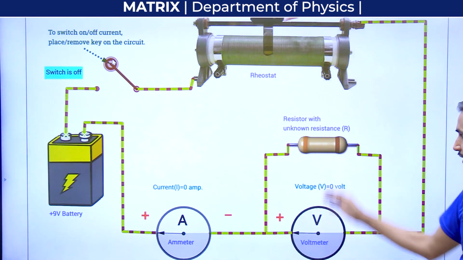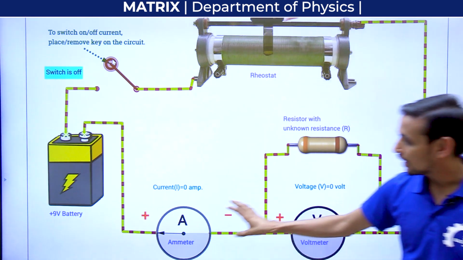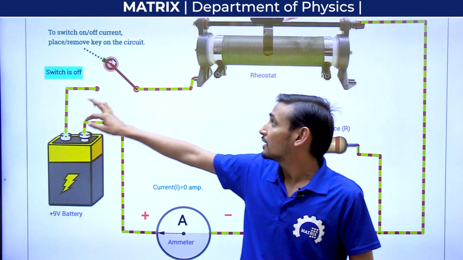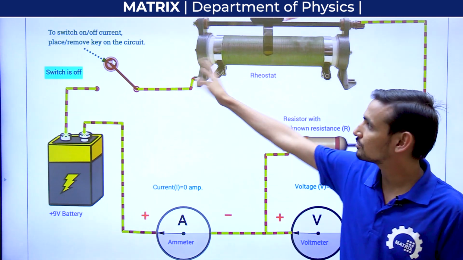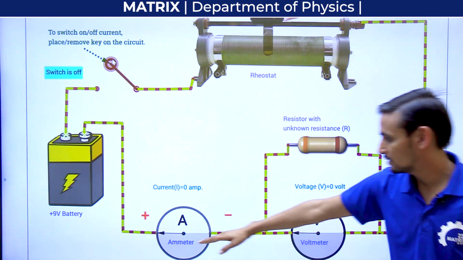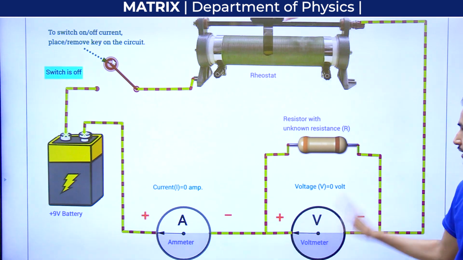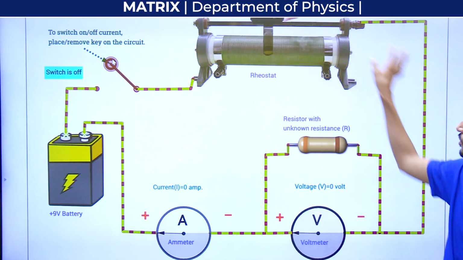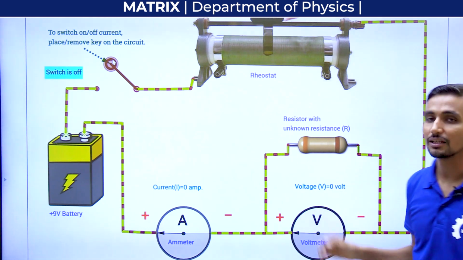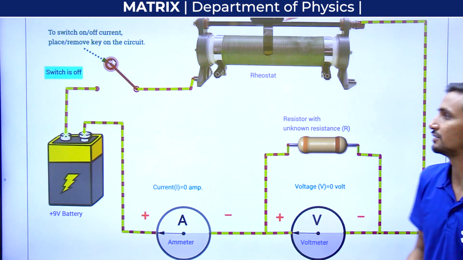And this is the unknown resistance. Here is the voltmeter, connected in parallel, and the ammeter, which is connected in series. This is the battery. This is an open circuit because the switch is off. As you can see, there is no current and no potential across the resistance. All these yellow and red wires are connecting wires having approximately zero resistance.